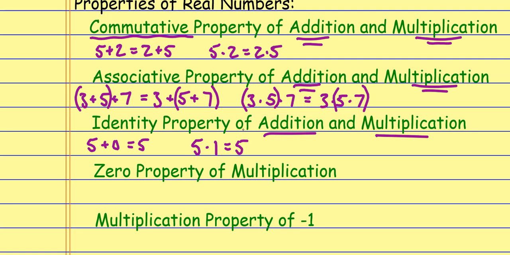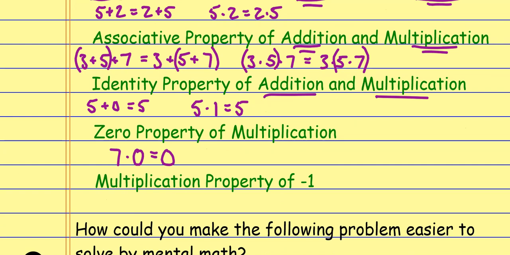The 0 property of multiplication, you could probably guess at what this is, but anything times 0 is 0, okay? So again, if I have 7 times 0, it equals 0. That's the multiplication property of 0, all right? And the multiplication property for negative 1, again, you probably could guess at this, but if I have 9 times negative 1, it gives me the opposite of 9, which is a negative 9, okay?